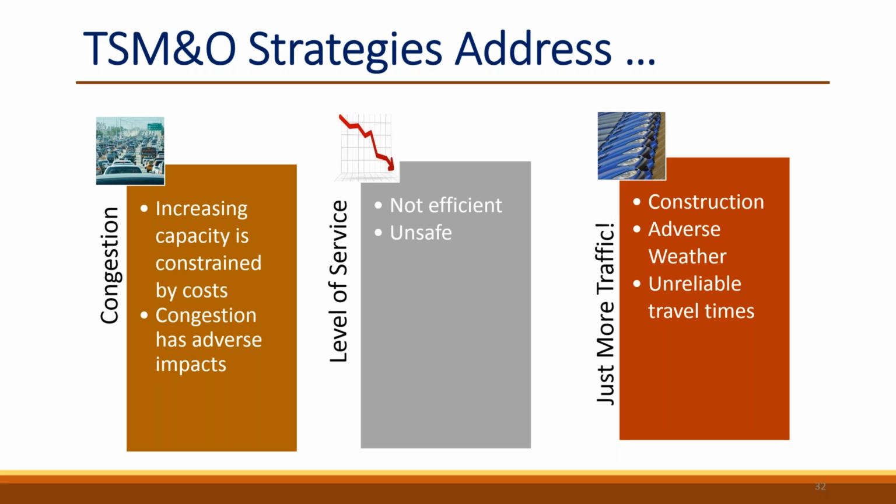This slide is mostly what we already discussed, but it says increasing capacity is constrained by cost, and congestion has adverse impacts. By adverse impacts, I want to focus on four things. We've been talking about two, safety and mobility, but we do have the other two, not so obviously visible aspects, which are environment and economic development. So these are the four goals I would call: safety, mobility, economic development, and environment. All TSMO strategies help improve all these four goals.